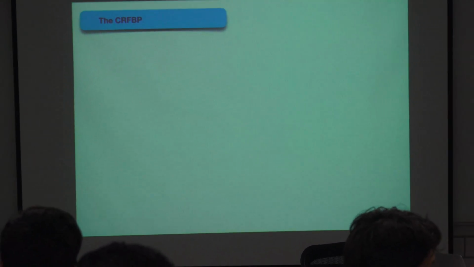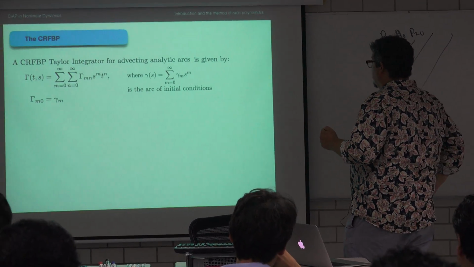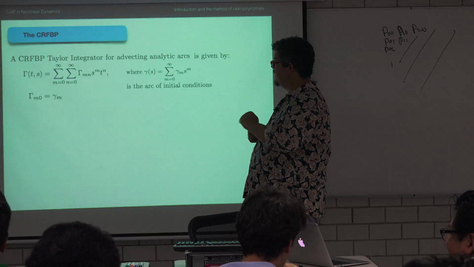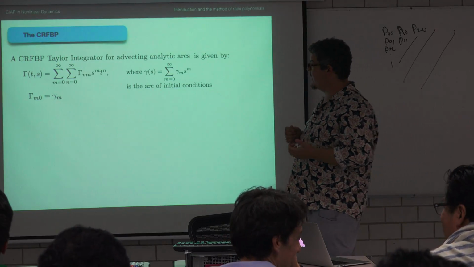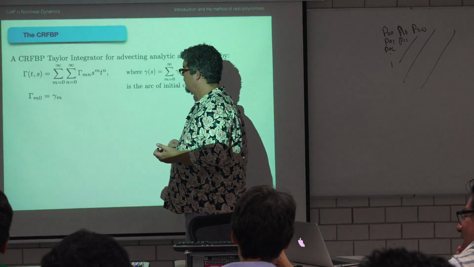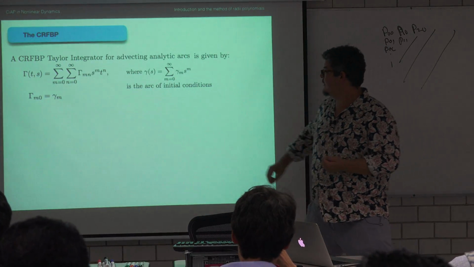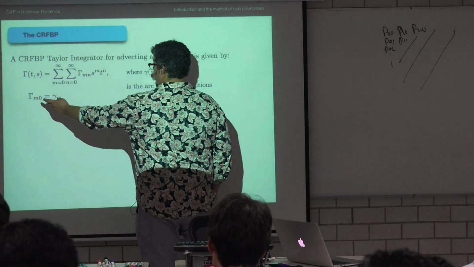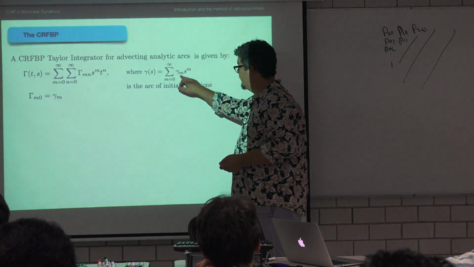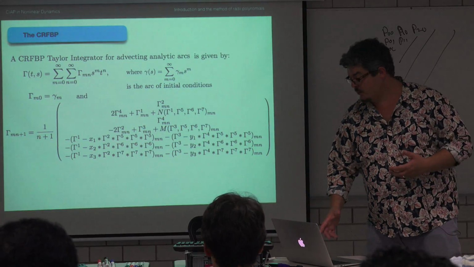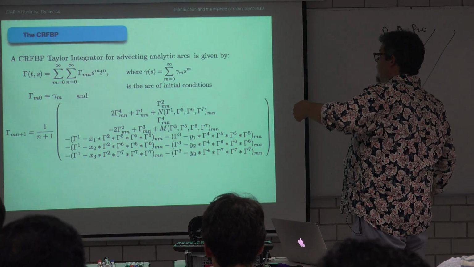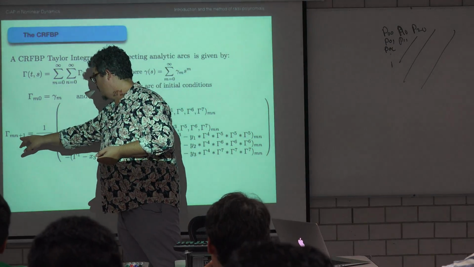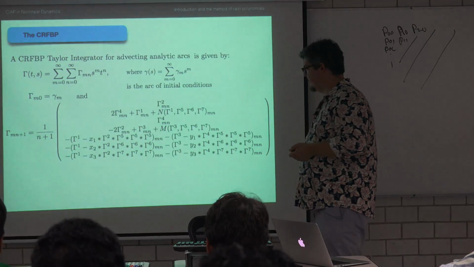Okay. So now let's say a Taylor integrator for moving analytic arcs in the circular restricted four-body problem. I try to write it like this. I need these coefficients, gamma, n, and m, where I want to propagate some arc. The m and 0 coefficients are the coefficients of the arc. And you can work out the next ones, so coefficients of order n plus 1 depend on the lower order ones in this way.